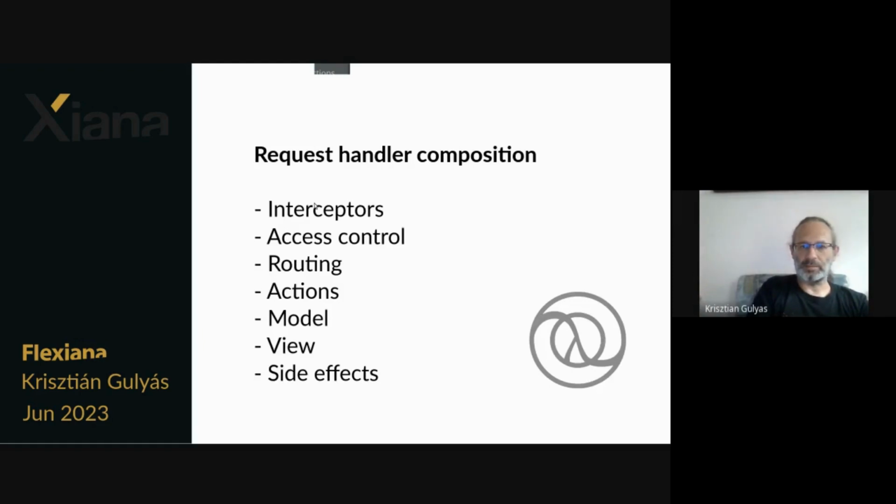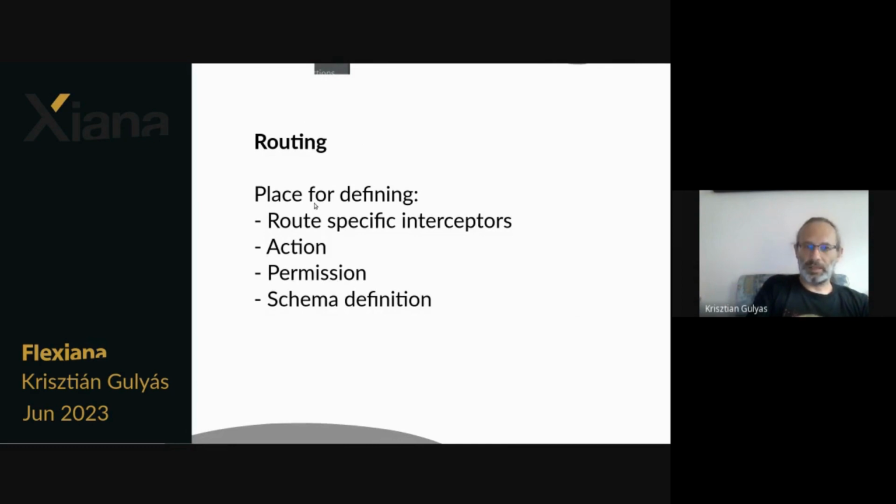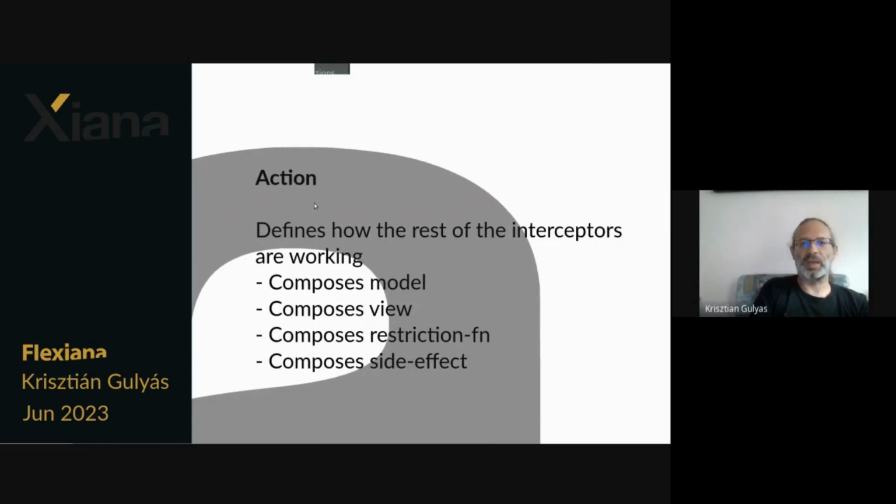And with pure functions, the side effects are extracted into the interceptors. So in the routing, as I showed you before, we can define the route-specific interceptors and overrides. We can define the actions, the permissions, the schema definition. In the action, we are defining how the rest of the interceptors are working. We're composing the model, the view, the restriction function, other side effects.